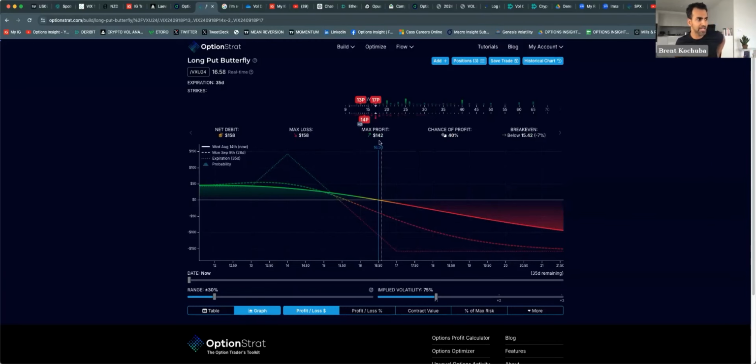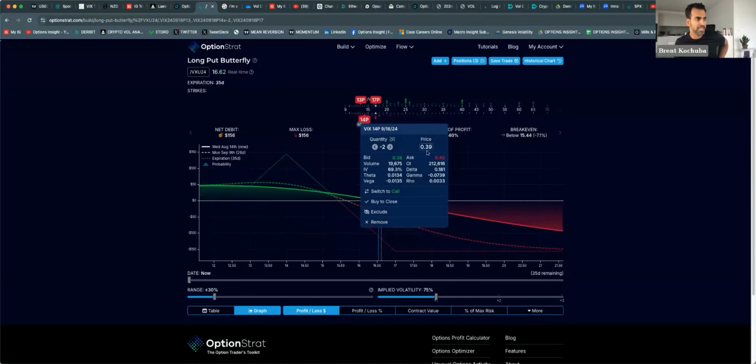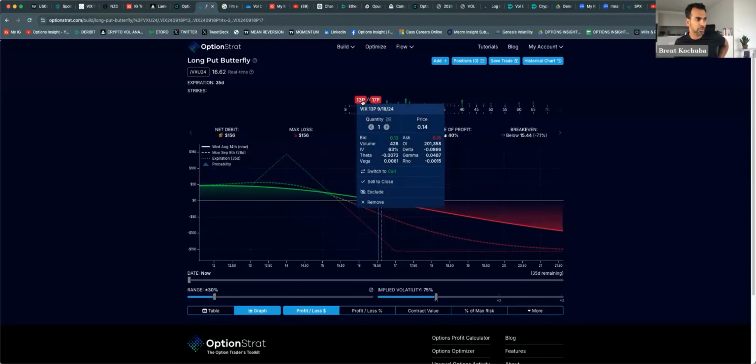But this particular trade we're looking at is: you buy the 17 put, sell 2 of the 14s. This 17 put costs around 2 and a bit. The 14s get you back about 40 cents times 2. And then the 13s cost you like 15 cents, just to cover that tail and make sure that you make some money if vol just falls through the floor.